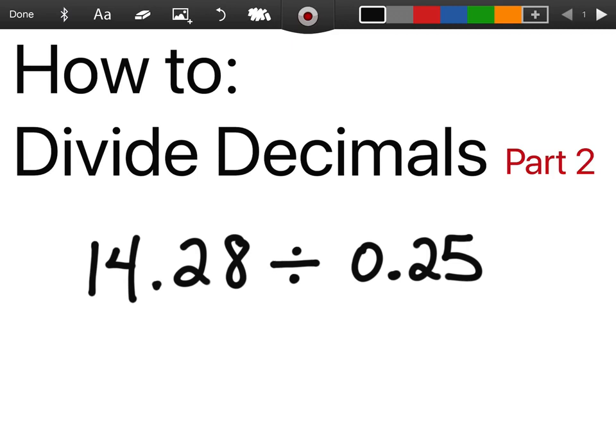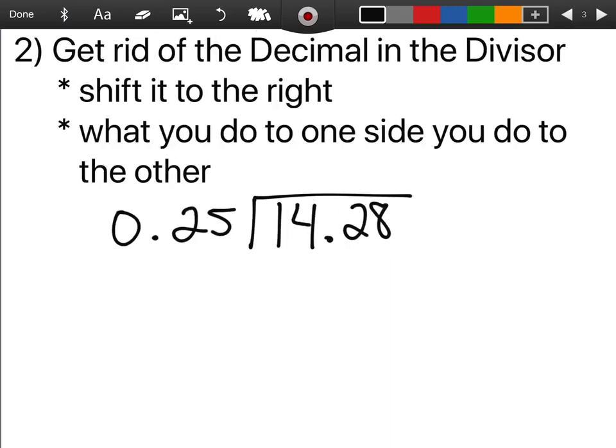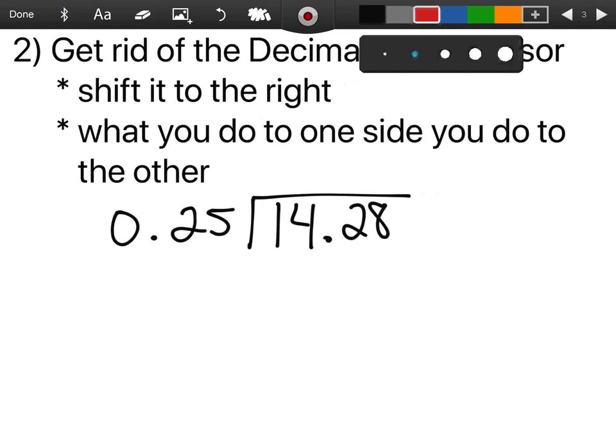Okay, this is going to be part 2 to dividing decimals. This is what happens when you have more than one number behind the decimal in your divisor. Okay, so just like before, you're going to set up the problem just like you normally would. 14.28 divided by 0.25. Okay, second step is to get rid of the decimal in your divisor.